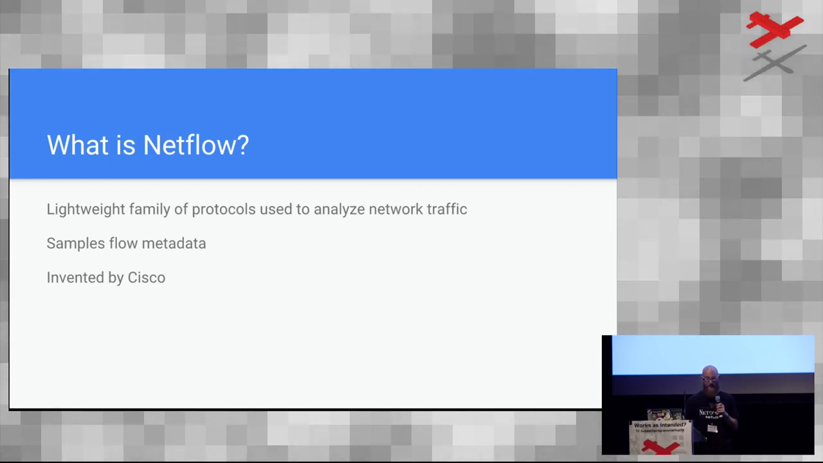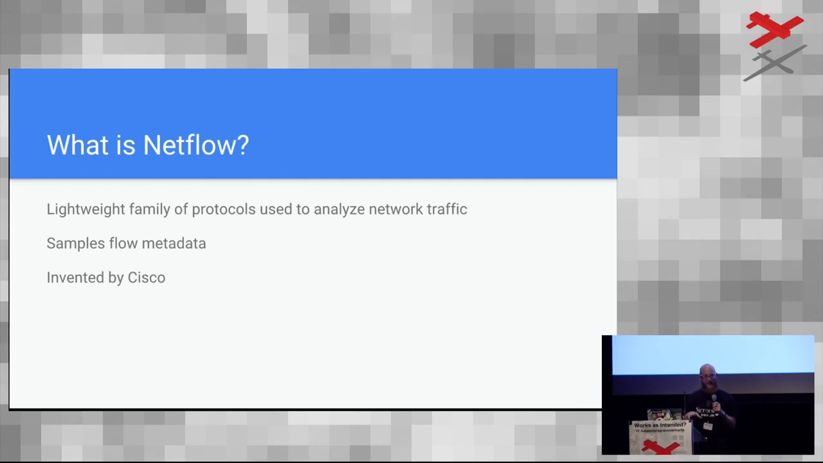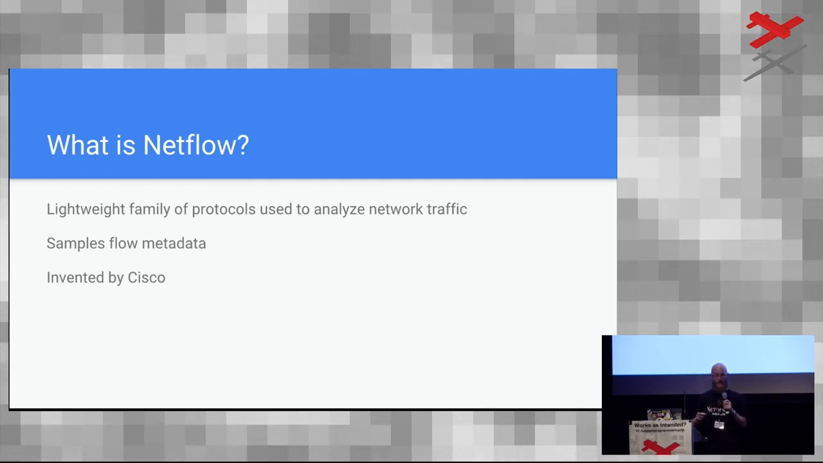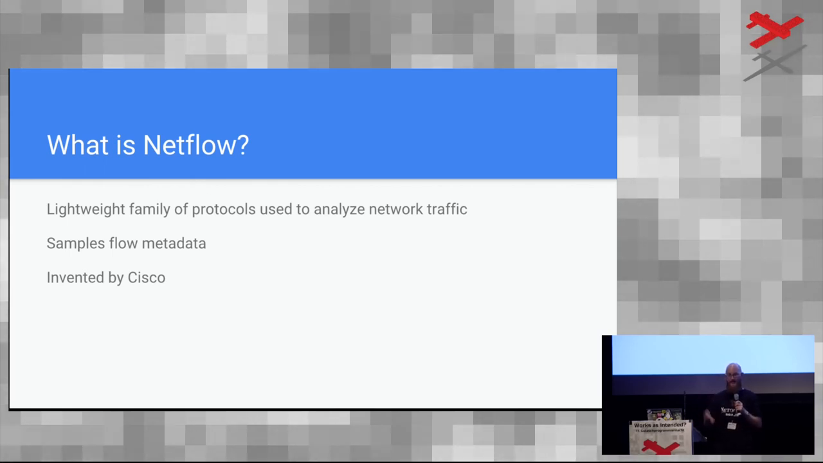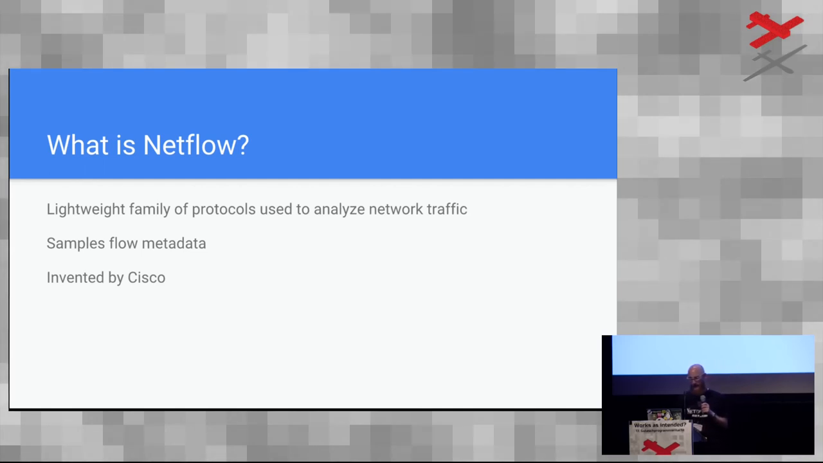So it samples these flows. The machine, the router, or the switch keeps track of what flows it was forwarding packets for and counts the packets and the bytes, so the volume of the traffic that it was forwarding. And it was invented by Cisco initially.